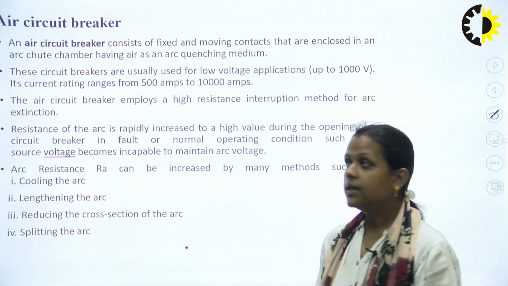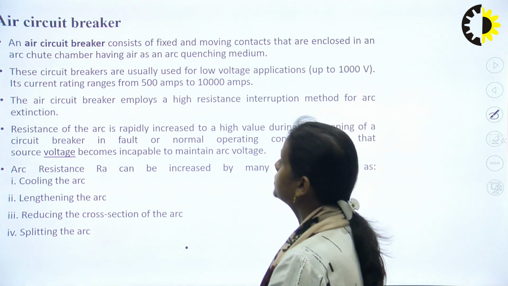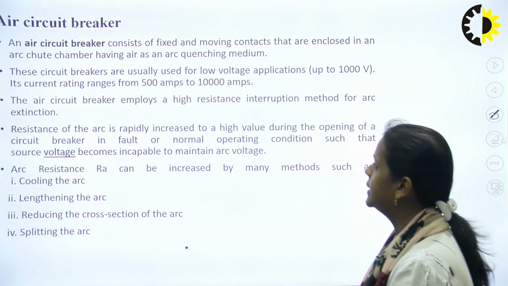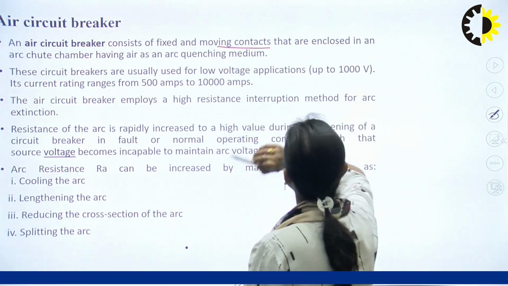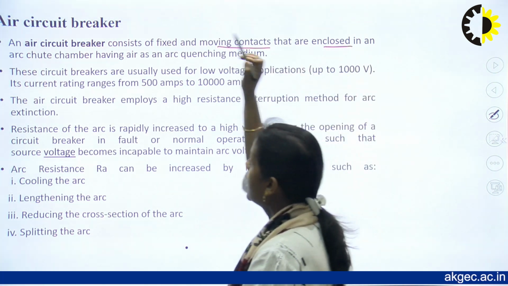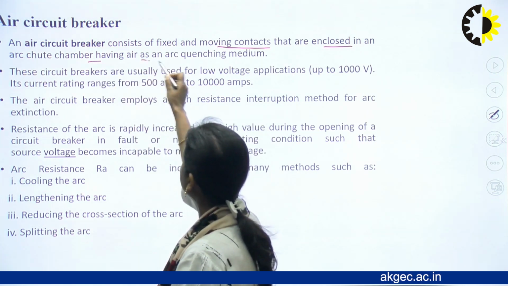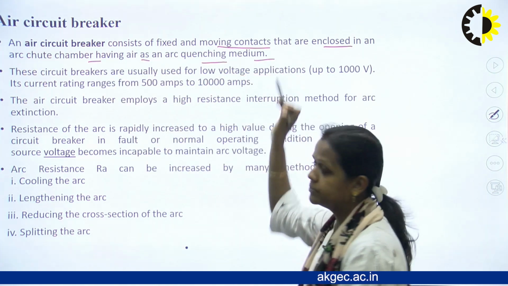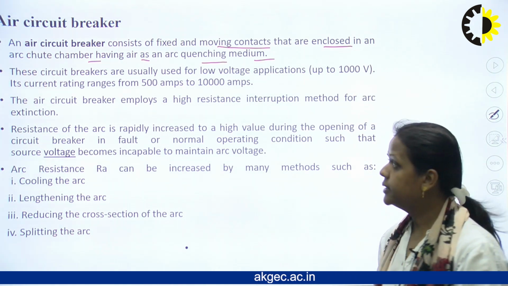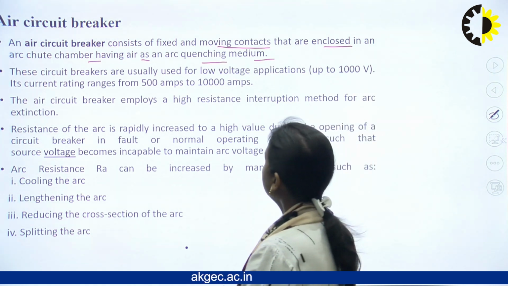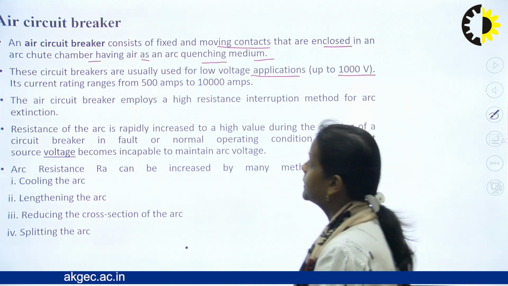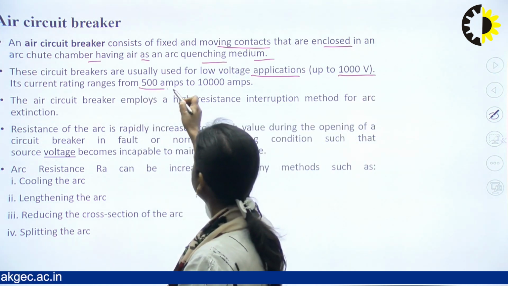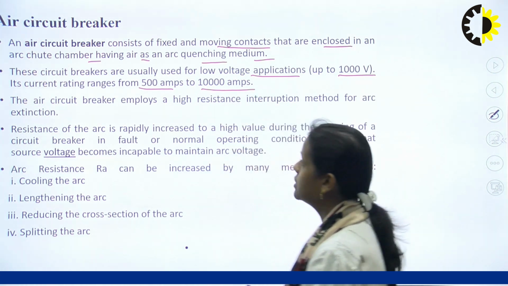Now coming to the air circuit breaker. An air circuit breaker consists of fixed and moving contacts that are enclosed in an arcuate chamber having air as an arc quenching medium. These circuit breakers are usually used for low voltage application, that is up to 1000 volt. Its current rating ranges from 500 ampere to 10,000 ampere.